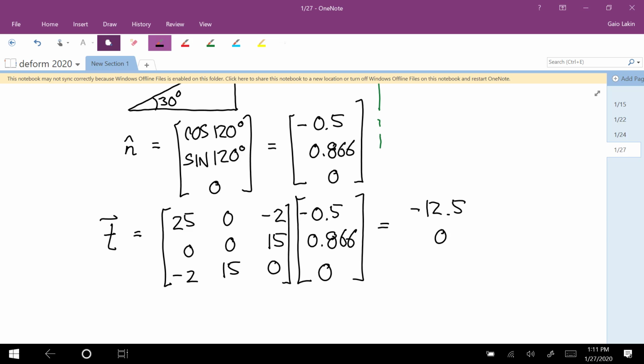and 1 plus 8.66. That's pretty close to, so 13.99.